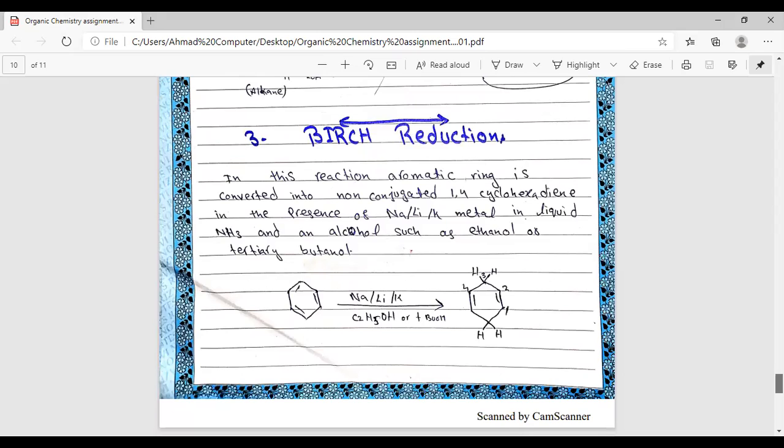And the third one is Birch reduction. In this reaction, the aromatic ring is converted into non-conjugated 1,4-cyclohexadiene in the presence of sodium, lithium, or calcium metal in liquid NH3 and an alcohol such as ethanol or tertiary butanol. Here we see the benzene ring reacts to form 1,4-cyclohexadiene in the presence of sodium, lithium, or calcium in liquid ammonia and methyl alcohol or butanol.